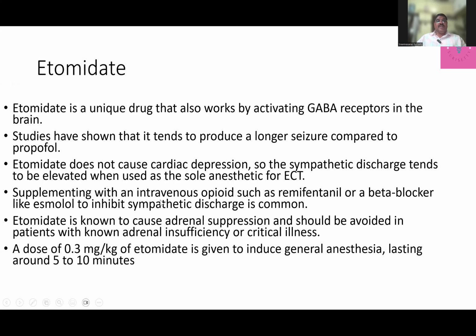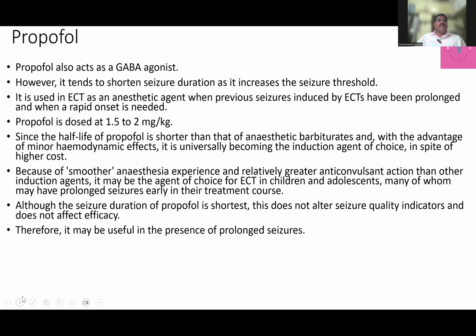So supplementing intravenous opioids such as remifentanil and a beta blocker like esmolol to inhibit the sympathetic phase is common while using etomidate. Etomidate is known to cause adrenal suppression and should be avoided in patients with known adrenal insufficiency and critical illness. A dose of 0.3 milligram per kg of etomidate is given to induce general anesthesia, lasting around 5 to 10 minutes.